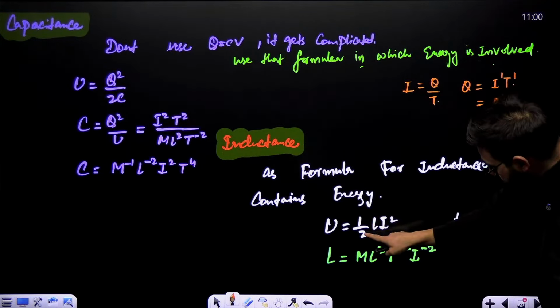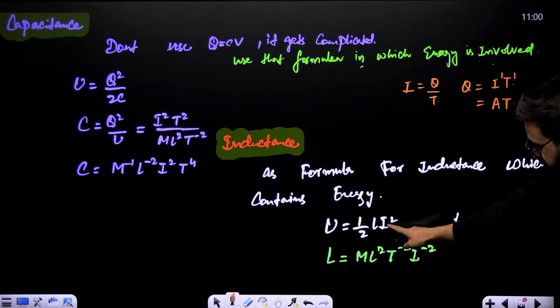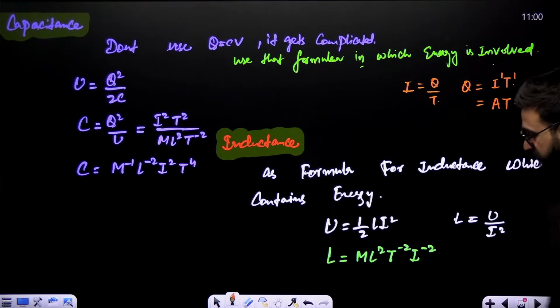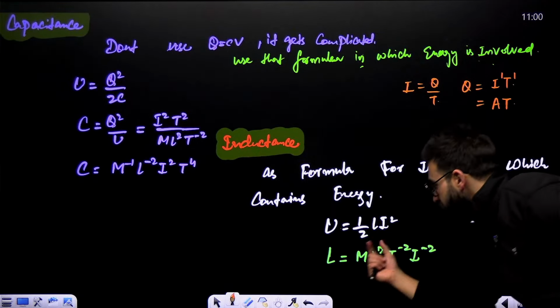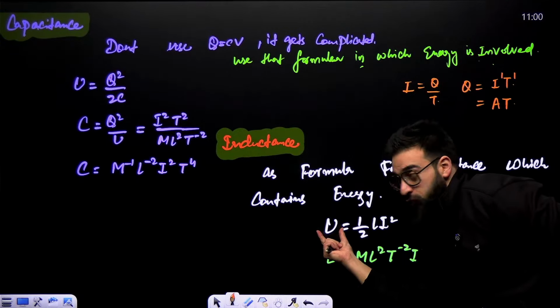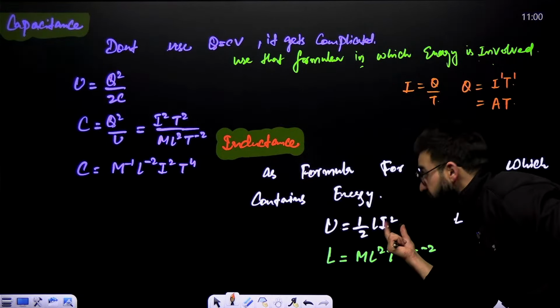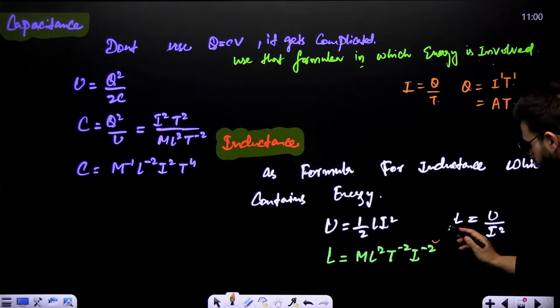U is equal to 1 by 2 L I square, where I is the current. You have to find the dimensional formula of inductance, so L. This is energy. Energy, you know, is ML²T⁻². Current, you know, done and dusted, put in and get the value.